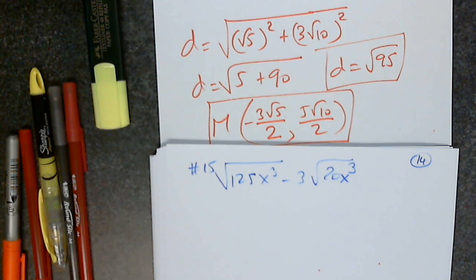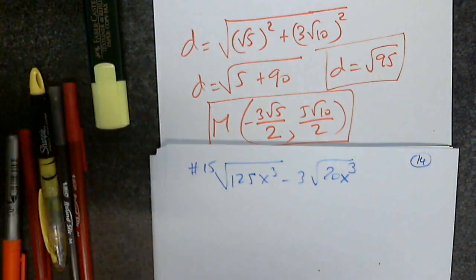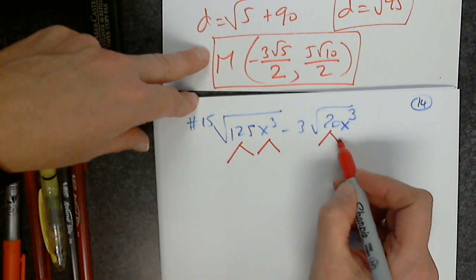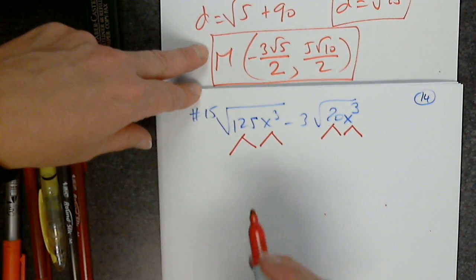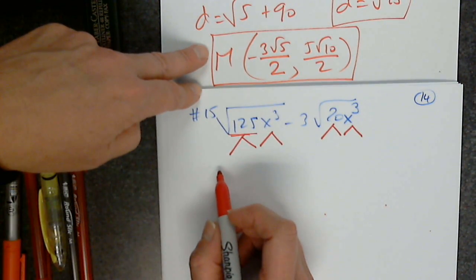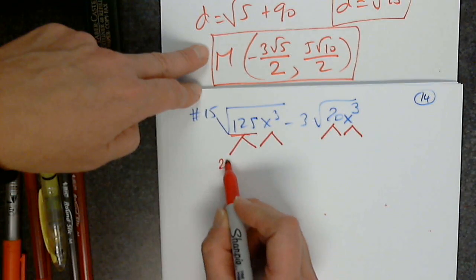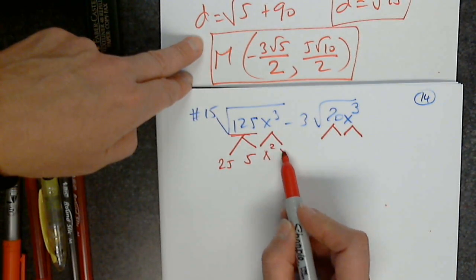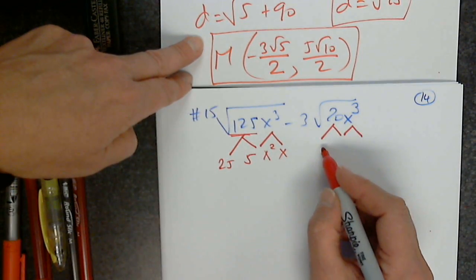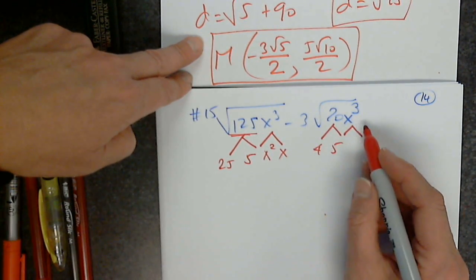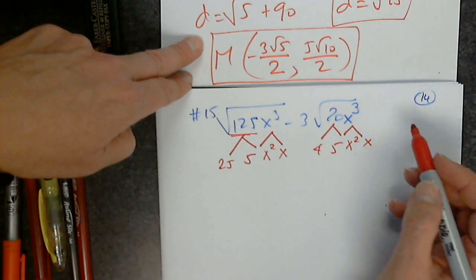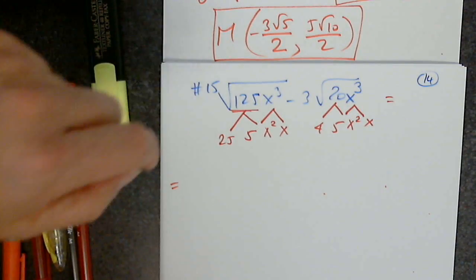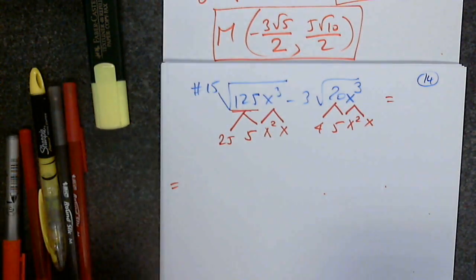Can anyone give us the first step? 125. Good. X cubed. 20. Very good. X cubed again. Excellent. Good. If it's easier for you to rewrite it in order to see it, I would do it.